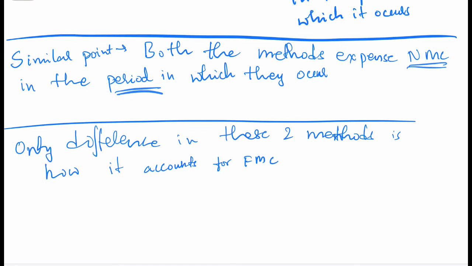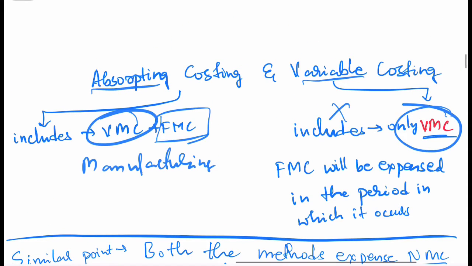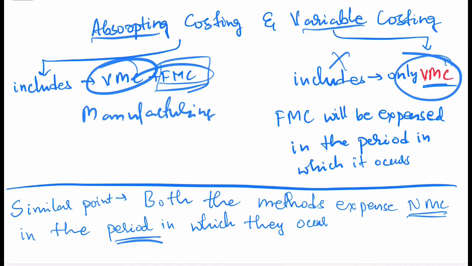The only difference is the way these two methods do the accounting. As I told you, in absorption costing fixed manufacturing cost is also taken as a product cost, but in variable costing fixed manufacturing cost is taken as a period cost. It will be expensed in the period in which it occurs. Got it? So now we will read the question. We will get a great understanding.